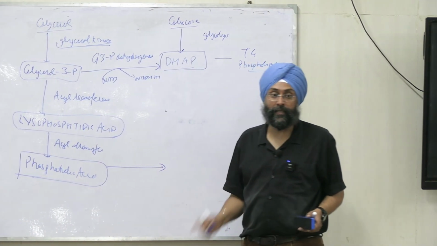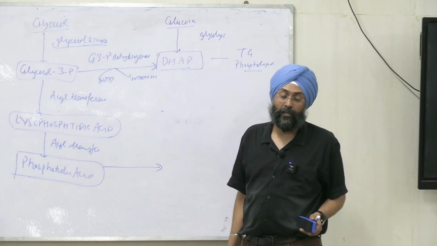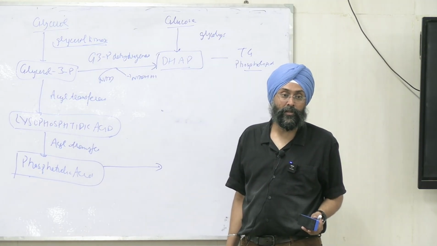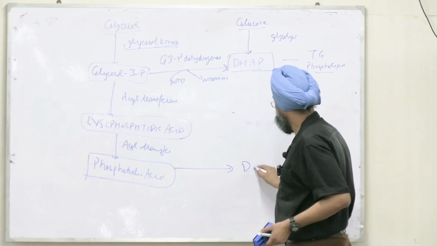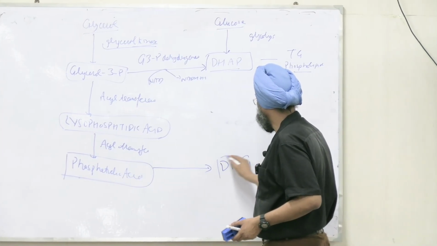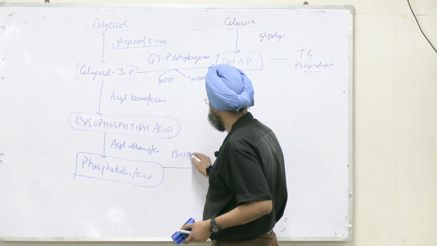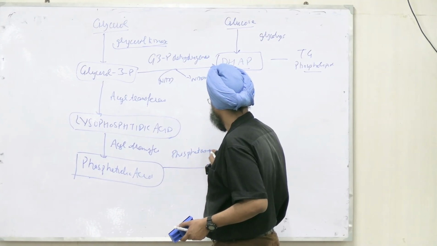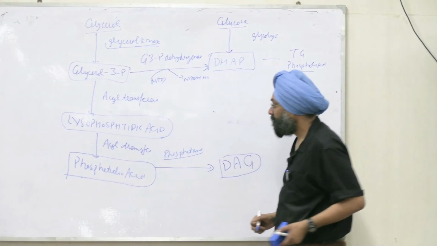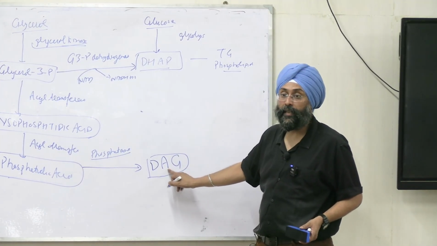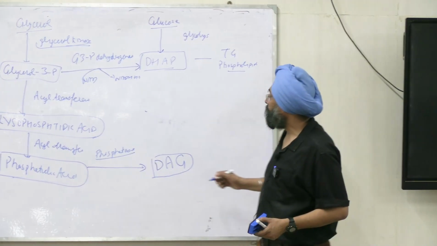Phosphatidic acid. I discussed the structure. Glycerol, one acyl group is attached, becomes monoacyl glycerol. With 2 acyl groups it is converted to diacyl glycerol via the phosphatase reaction, right? We got diacyl glycerol. Just see the structures first.